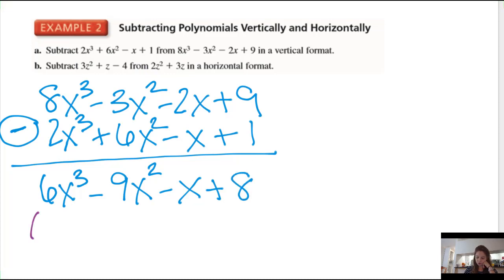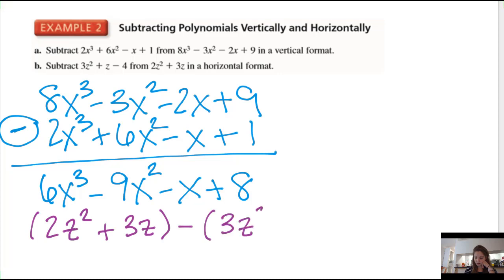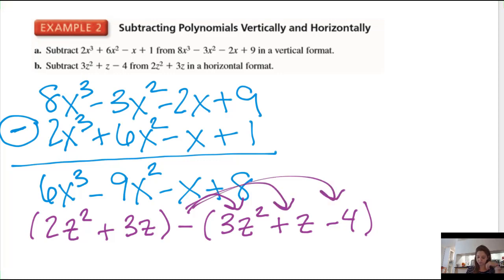So I have 2z squared plus 3z minus 3z squared plus z minus 4. So just like the previous example when doing the horizontal format, I'm now going to remove the parentheses and distribute this operation, which is really like a minus 1. So I have 2z squared plus 3z minus 3z squared minus z plus 4.